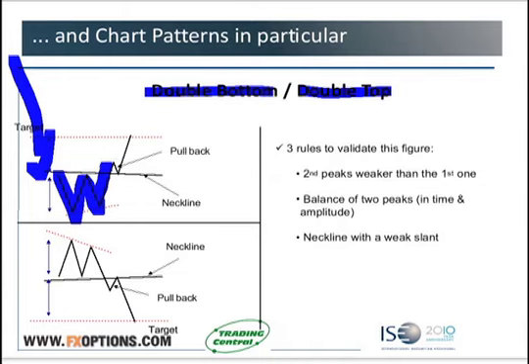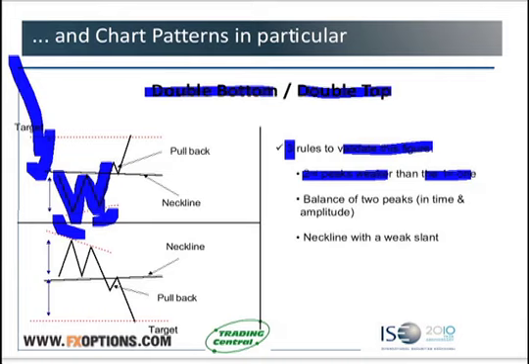So we have 3 main rules to validate this kind of figure. The second peak is weaker than the first one. As you can see, the second peak is above the bottom of the first one. There is a balance of 2 peaks. That means that they are quite similar in time and amplitude. They are the same size during the same trading time. And the neckline is not horizontal.